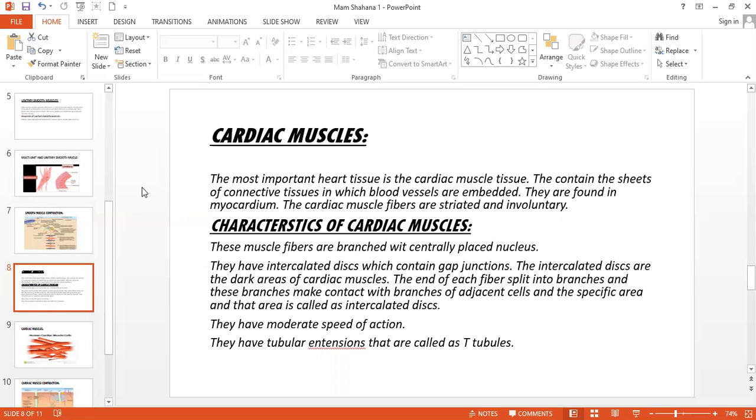They have intercalated discs which contain gap junctions. The intercalated discs are the dark areas of the cardiac muscles. The end of each fiber is split into branches, and these branches make contact with branches of adjacent cells. That specific area is called the intercalated disc. They have a moderate speed of action. They have tubular extensions called T-tubules. So there are two specializations in the cardiac muscles, the intercalated disc and the T-tubules.